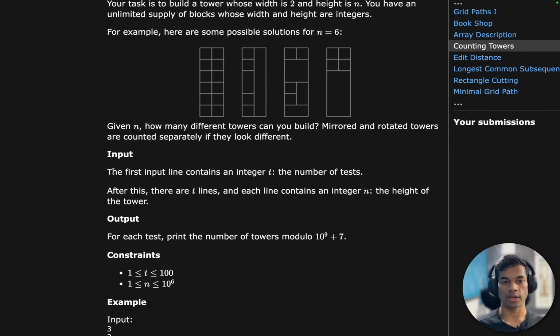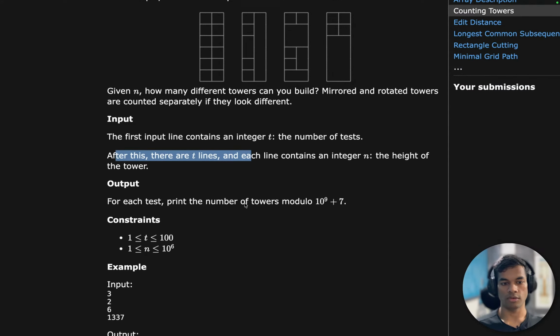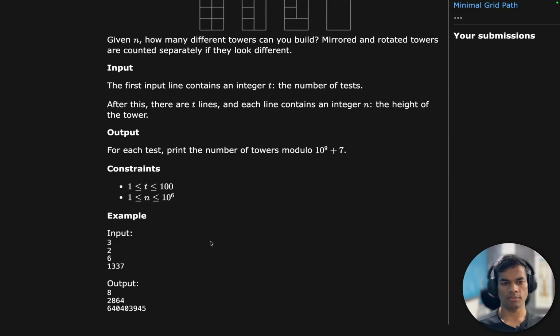They look different. Okay. The first input line contains an integer t, the number of tests. After this, okay, we have multiple tests, it seems. We have 3 tests. For n equals 2, the answer is 8. Okay, that would be easy to imagine.